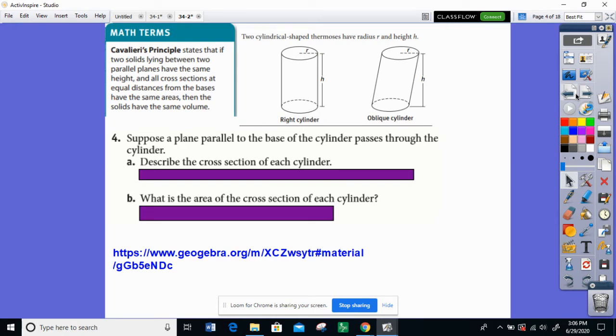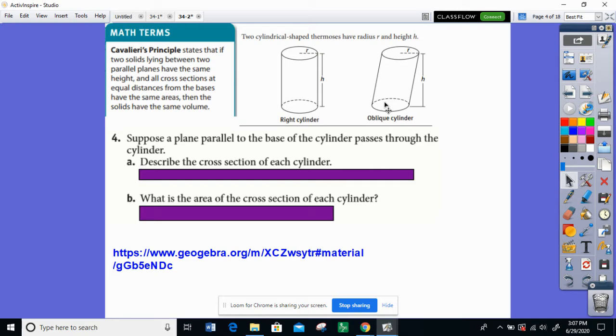So we've got two cylindrical shaped thermoses with radius r and height h. Basically, what this principle is saying is if the height is the same, as long as each of the cross sections at each distance above the bottom give us the same area, then that guarantees that the volumes are going to be the same.